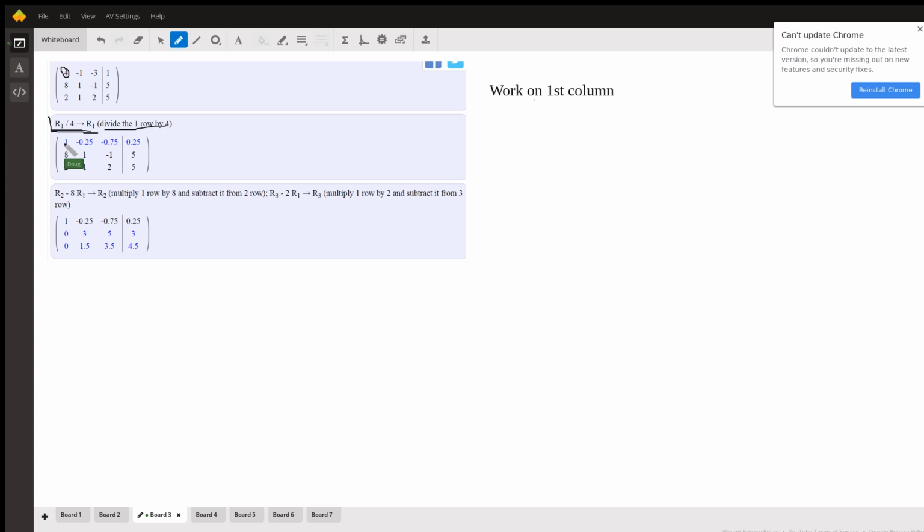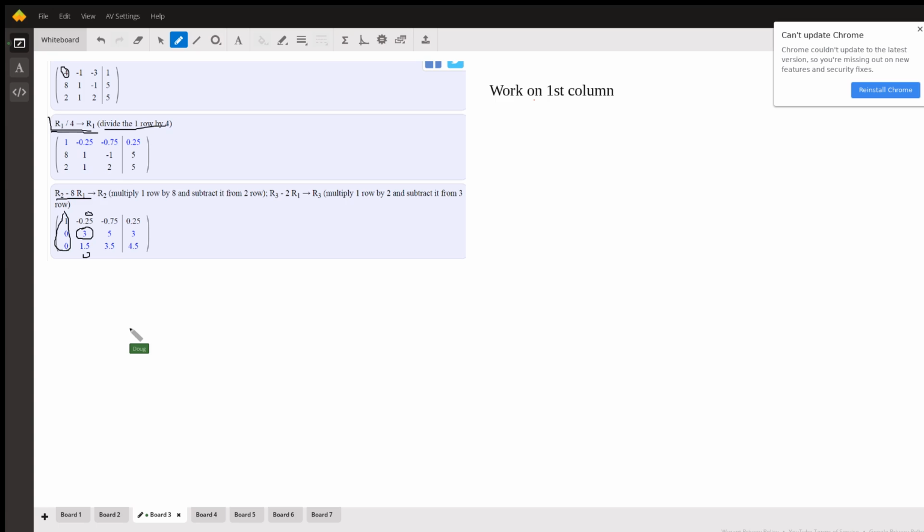We're going to take -8 times the first row and add it to the second row. The way they say it is we take row 2 and subtract 8 times row 1. That's another way to think about it. But this is what you end up with. We're done with the first column. And now we want to move on to the second column. We'd like to make this 3 a 1, which we can do by dividing this row by 3. And then we'll add multiples of row 2 to the first row and the third row to make these zeros.